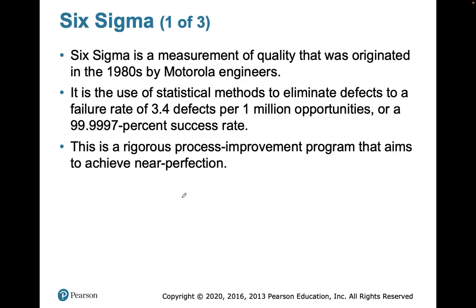Then we have Six Sigma. Six Sigma is a measurement of quality that was originated in the 1980s by Motorola engineers, and it involves statistical methods to eliminate defects to a failure rate of 3.4 defects per 1 million opportunities, or a 99.9997% success rate. This depends on the company, and this is a rigorous process. It's an improvement program that aims to achieve near perfection.